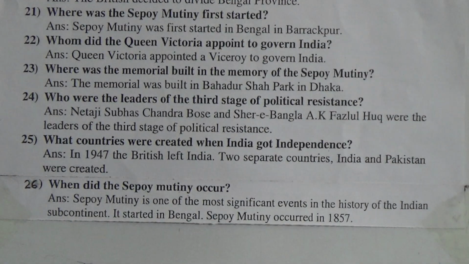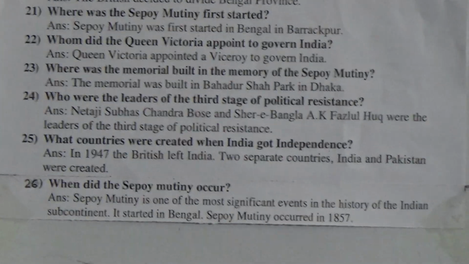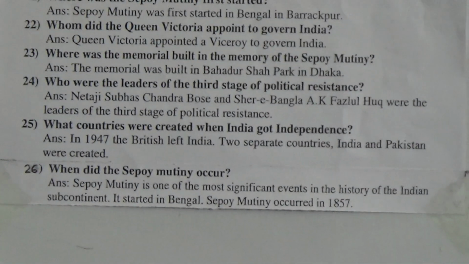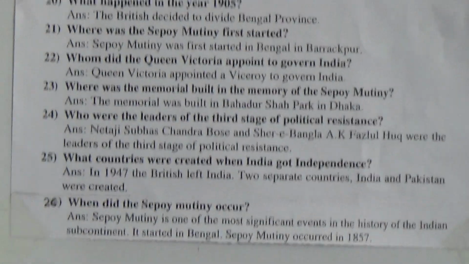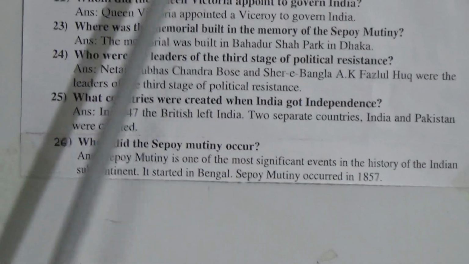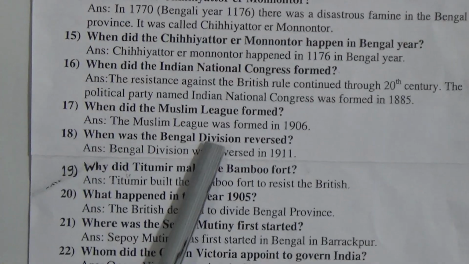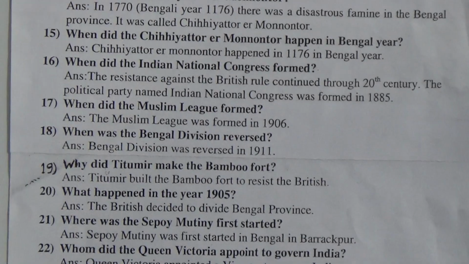Now listen, look at the board. There is a homework. This is homework number 8, and you will do question number 14 to 18 as your homework. So what are the short questions? Number 14, what was the Chhiyattarer Monnontor? Number 15, when did the Chhiyattarer Monnontor happen in Bengali year? Number 16, when did the Indian National Congress form? Number 17, when did the Muslim League form? And number 18, when was the Bengal division reversed? So these are the 5 questions. You have to do it as your homework.